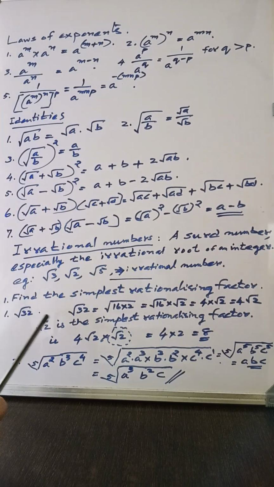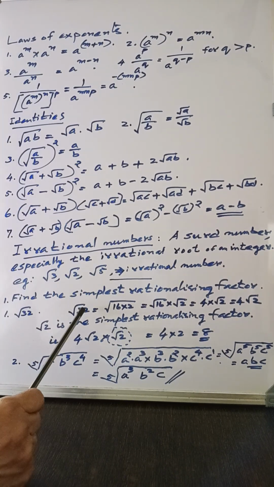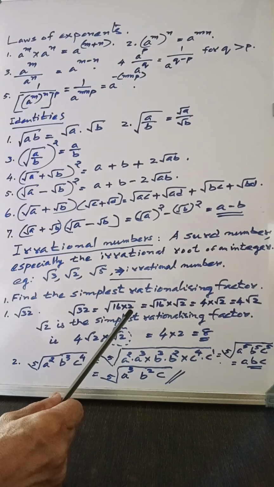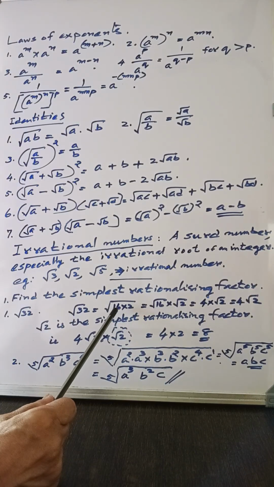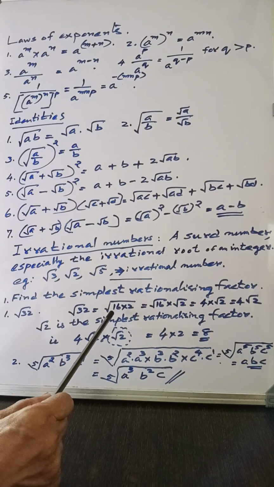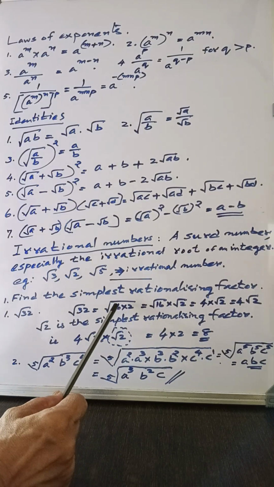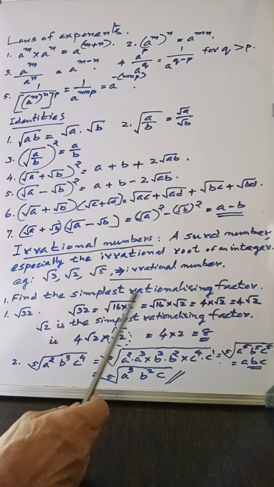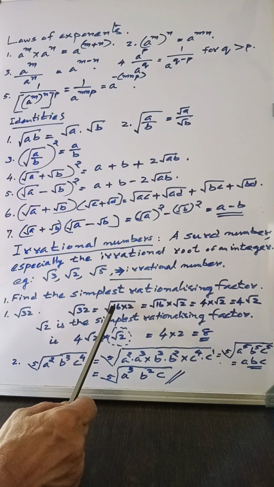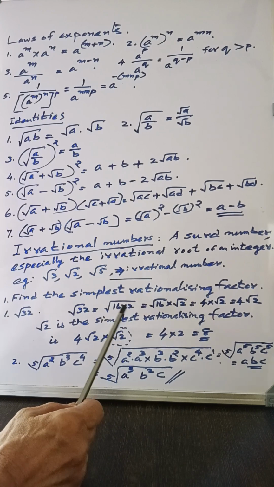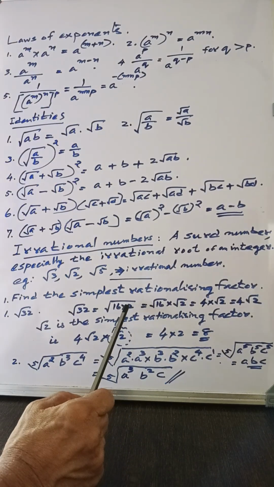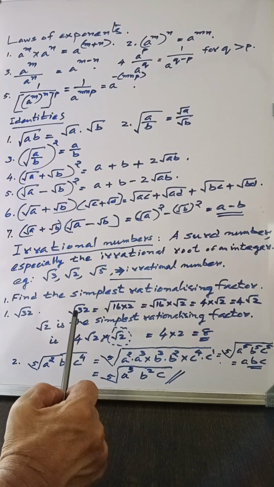Find the simplest rationalizing factor. Root 32. When 32 is split into prime factors, we get 2 raised to 4 into 2. 2 raised to 4, square root this one. Therefore, 2 raised to 4, the whole raised to 1 by 2 gives 2 raised to 2. 2 raised to 4 is 2 into 2 into 2 into 2, 16. Therefore, 16 into 2 is 32.